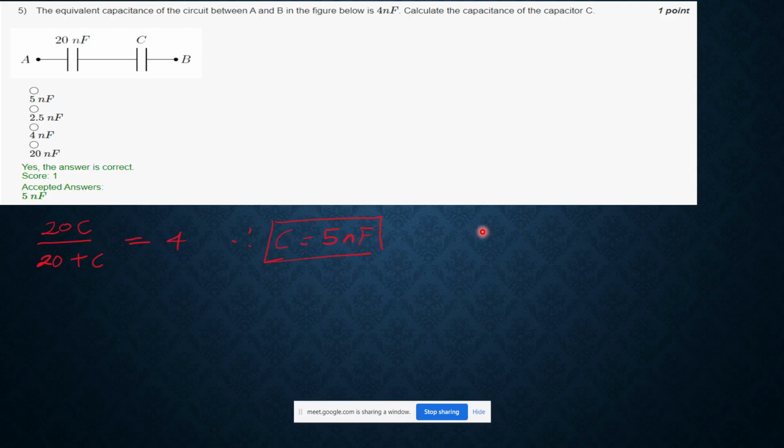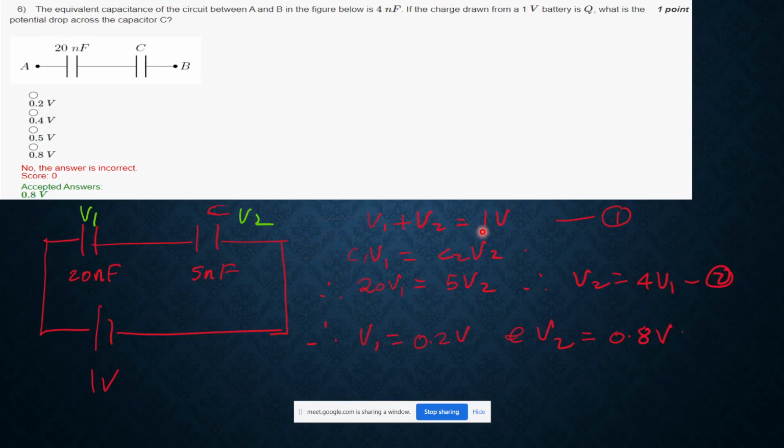So this is a very easy question again. And coming to this next question, it was a continued version of the previous question. So the C was found out to be 5 nanofarad, right? Now what they have given is that you have applied a battery of 1 volt across this arrangement of capacitors, right? So what we need to calculate is the voltage drops across each of these capacitors.